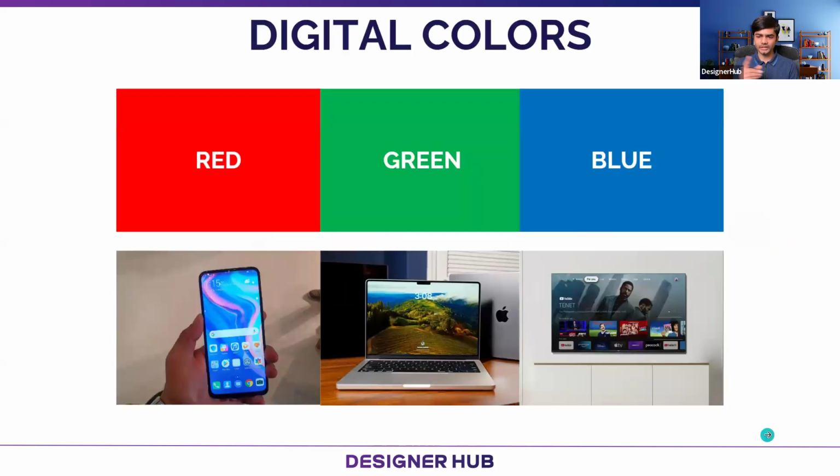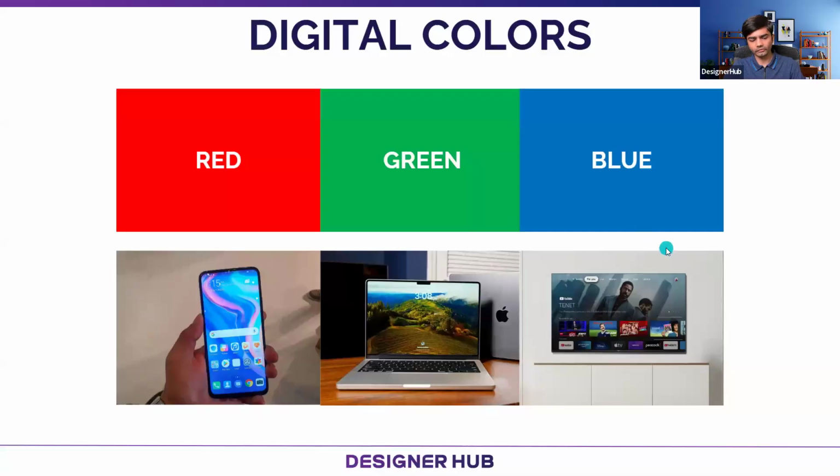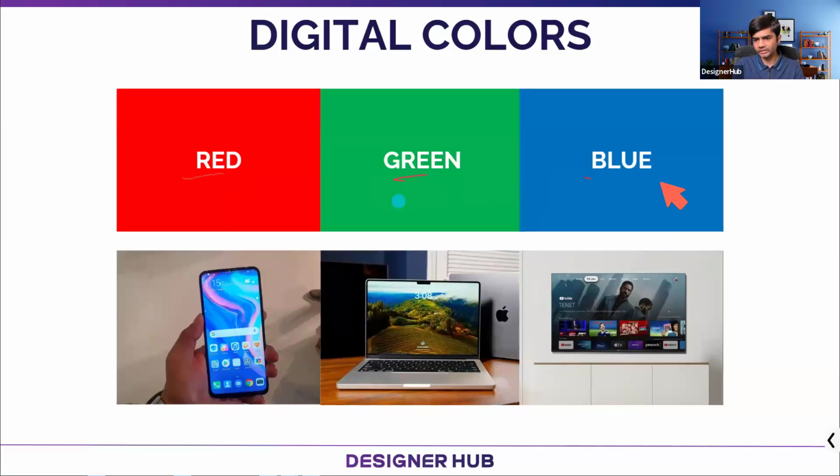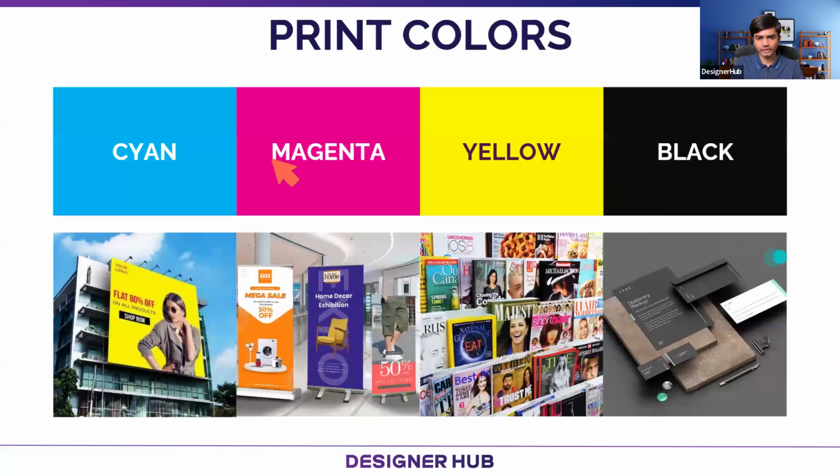Printing, digital colors. All that we design in our digital mediums, which is either for our desktops, mobile phones, laptops, smartwatches, televisions, tablets, etc. They all work in the RGB mode. All the colors on them are created using the red, green, and blue. Now, print colors are different.